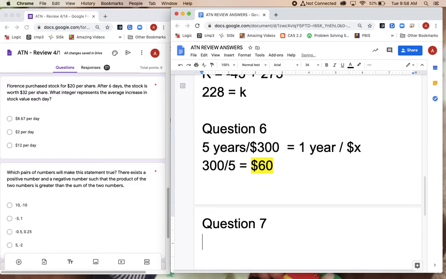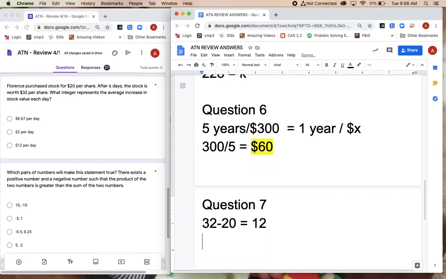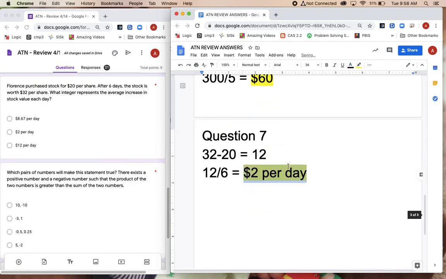All right, so she bought stock for $20 per share. But then in 6 days, her share is now worth $32. The first thing you need to do is figure out how much it increased by. So if it's now worth $32, but it used to be worth $20, we're talking about an increase of $12 in 6 days. So just like the previous question, if in 6 days it increased $12, how much did it increase in 1 day? That's this division problem, which is $2 per day. You're just splitting up that increase over the amount of days that it occurred, right? Cool.